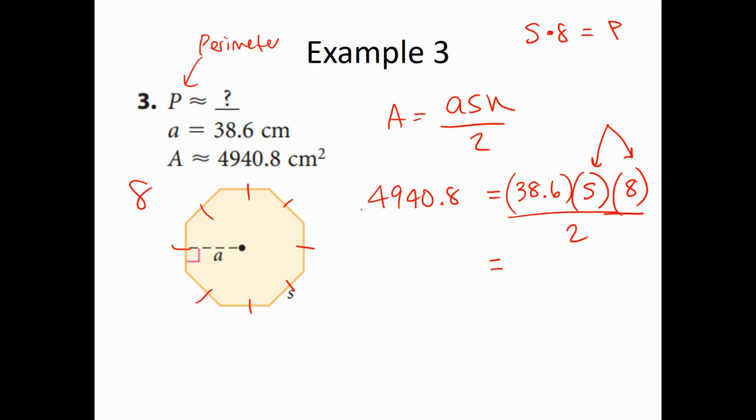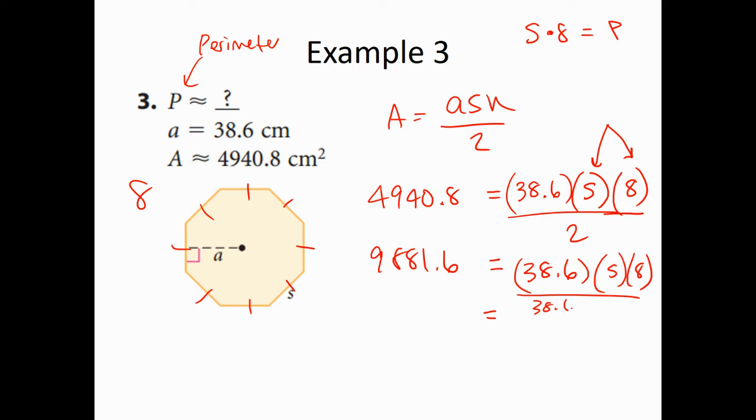So let's just multiply both sides by 2 first, again, like we did in the previous problem. 4940.8 times 2, and you get 9881.6, and now this 2 is gone. So we just have 38.6 times s times 8, and we can, like we did before, divide 9881.6 individually, divide it by 38.6 first, and then just keep that number in your calculator. It's 256. Just keep it there, and now just divide by the 8. Okay, and then we would get s.